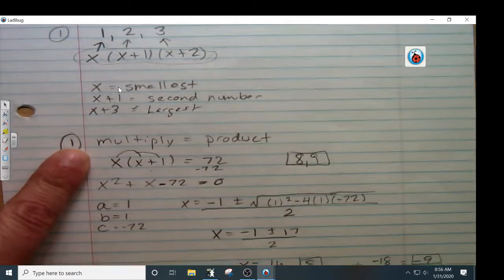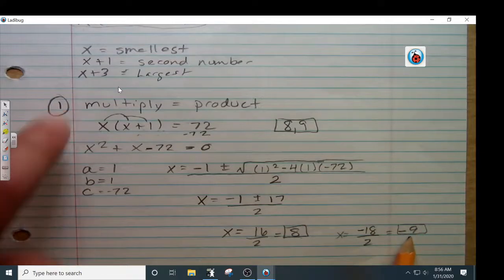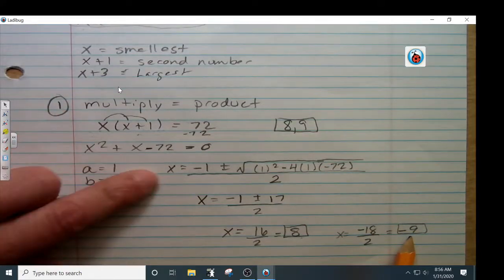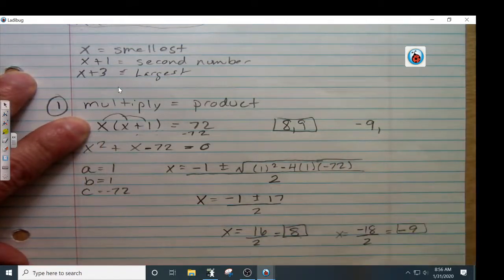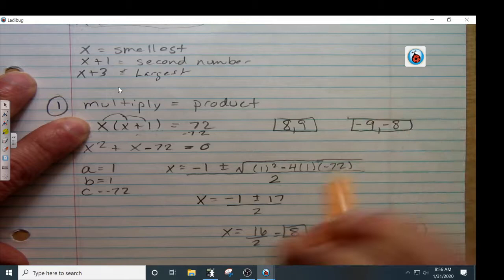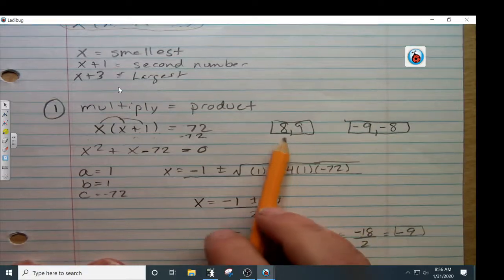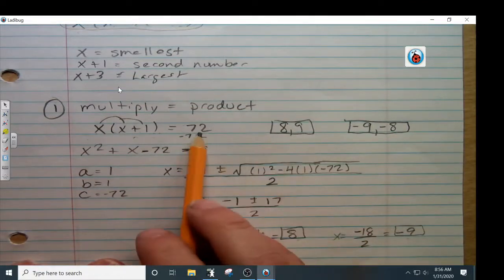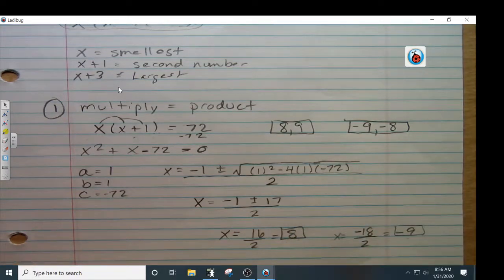That's one answer. Okay? But now, we agree that integers can be negative numbers, right? It didn't specify positive integers or anything. So now, if I plug in negative 9 for x, what's negative 9 plus 1? Negative 8. Guys, if I multiply 8 times 9, will I get 72? Yeah. 8 times 9 is 72, right? That's the product of it. If I multiply negative 9 times negative 8, would I get a 72? Yes, because two negatives is a positive. That's your answer. So you'd have two sets of answers.